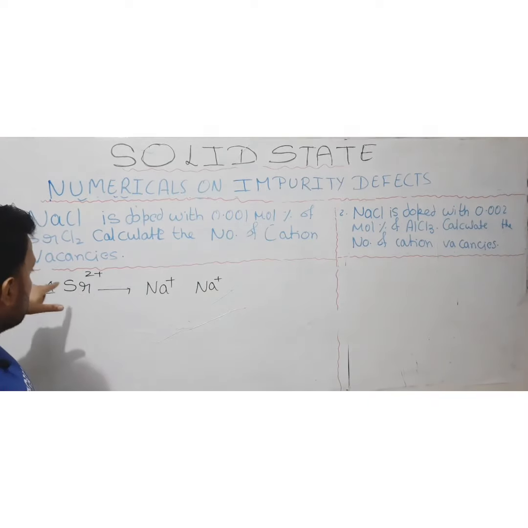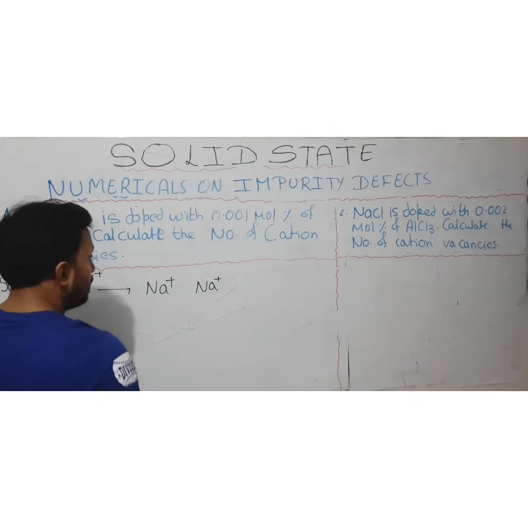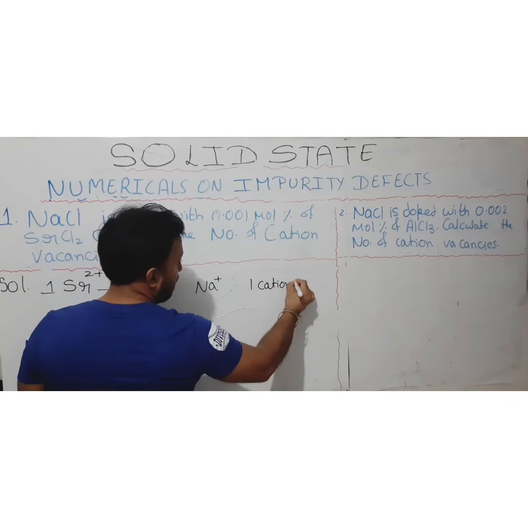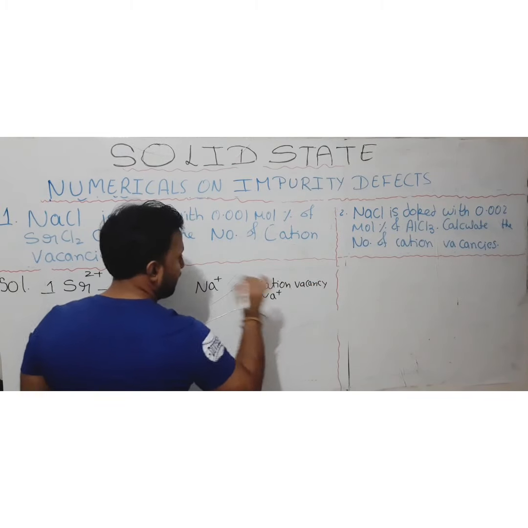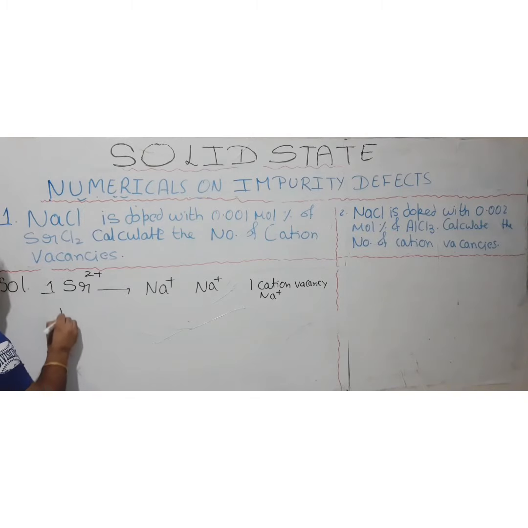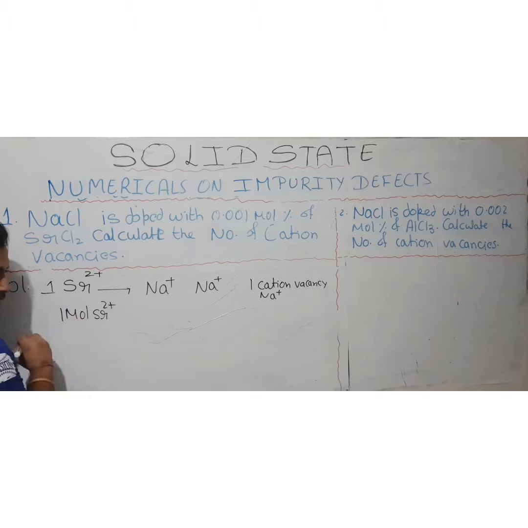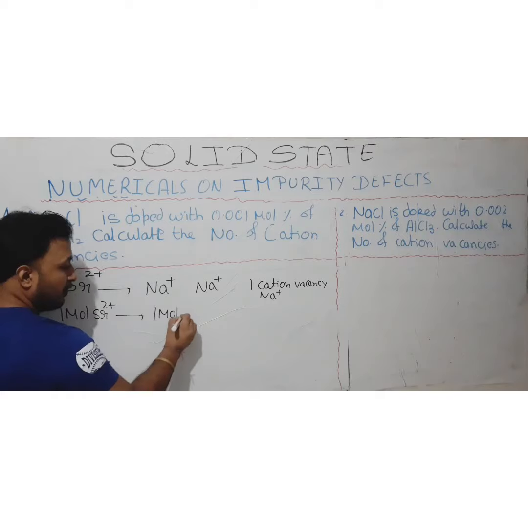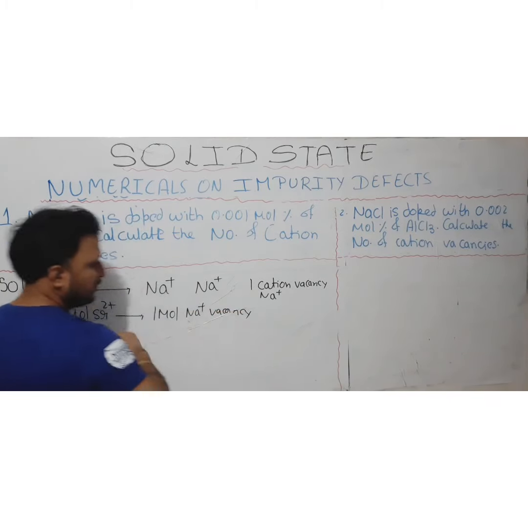Okay, so when one cation vacancy is created, it is created by one strontium ion. So the total number of cation vacancies in this case is going to be 1. One cation vacancy of sodium ion is going to be there. Now suppose we introduce 1 mole of strontium ion in the same solid, then how many cation vacancies will it create? 1 mole of Na+ vacancies. It's very simple because it is directly proportional now.